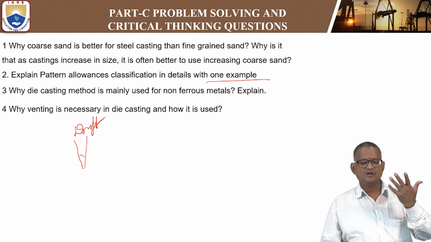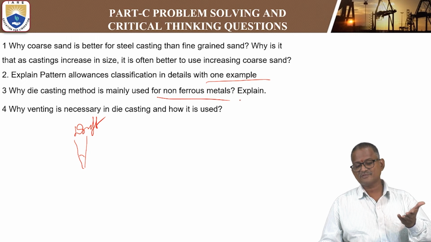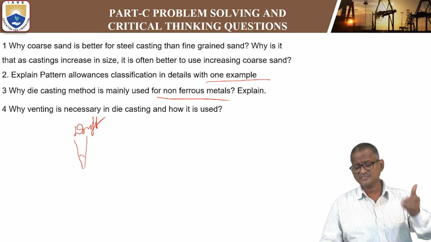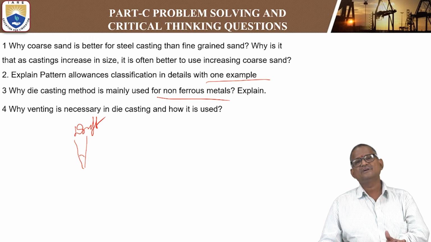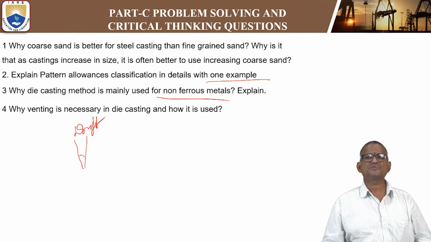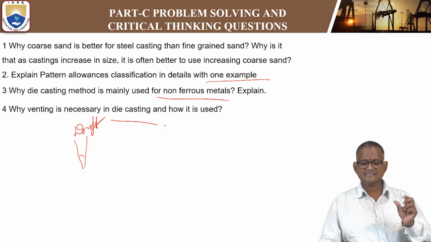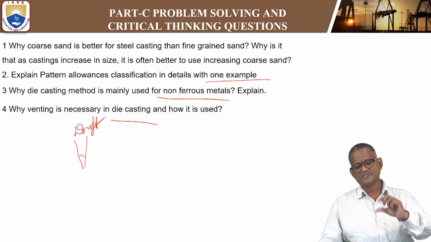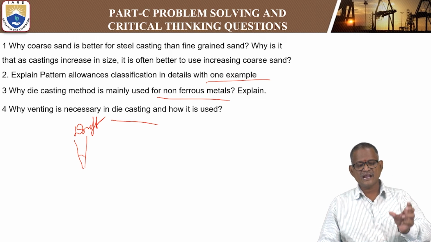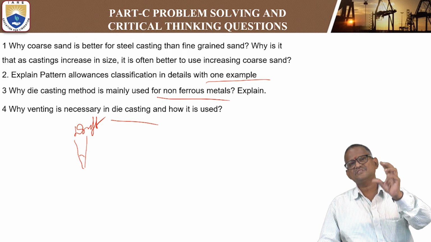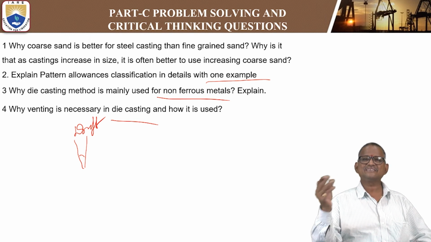And similarly, the die casting method is mainly used for non-ferrous metals only. Non-ferrous metals such as aluminium, brass, copper, bronze, etc. And why is venting necessary in die casting? Venting is to let the gases exhaust. We should provide venting, which is very, very important. There you can explain clearly the die casting diagram, the principle and construction procedure, advantages, limitations, and application. And you can add venting as a main parameter to discuss clearly in the die casting process. We should provide vent holes to let the exhaust gases escape.